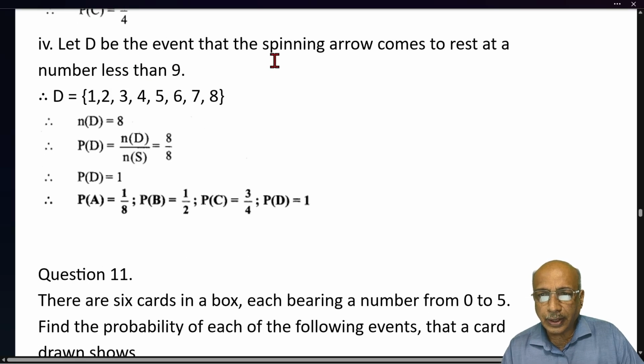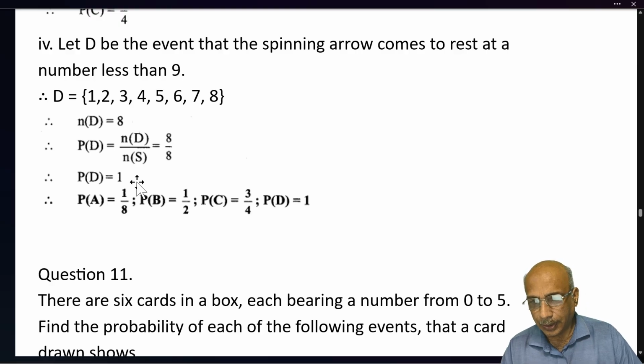Let D be the event that the spinning arrow comes to rest at a number less than 9. Less than 9 means all 1 to 8 numbers will be included in this event. So n of D will be 8. N of D equals to 8 upon n of S 8. Therefore, P of D equals to 1. So here probability will be 100% that from 1 to 8 number any number will come. 100% chance of getting one number which is less than 9.